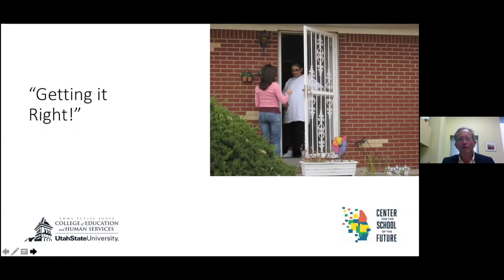So I've illustrated some examples, and you can think of some of your own. I'm quite certain of that, of where we got it wrong and our focus was stolen away from student learning. Let me give you a few examples where we got it right.